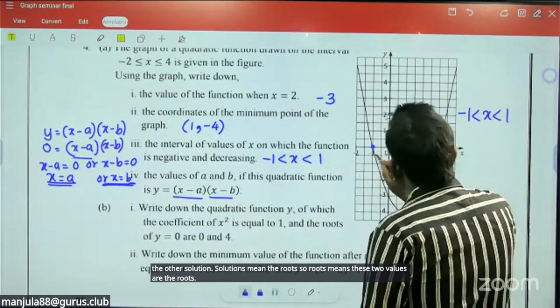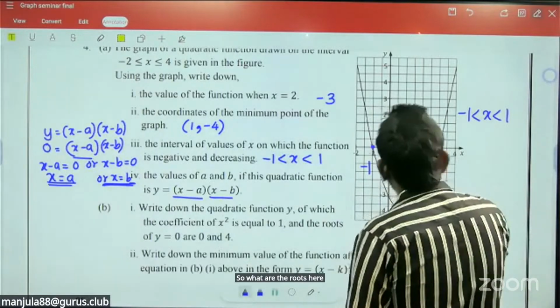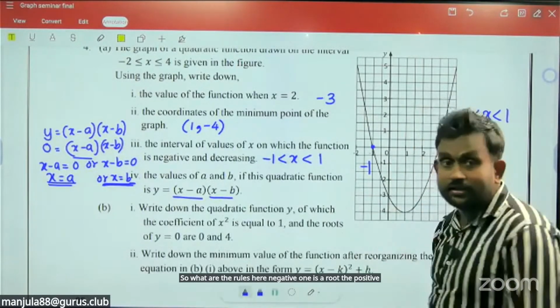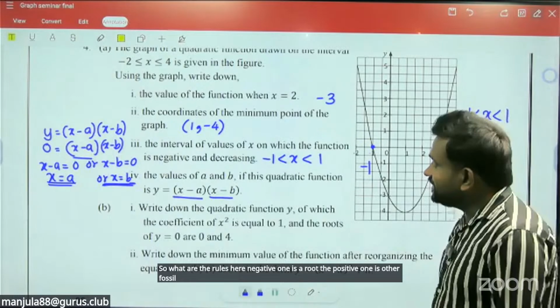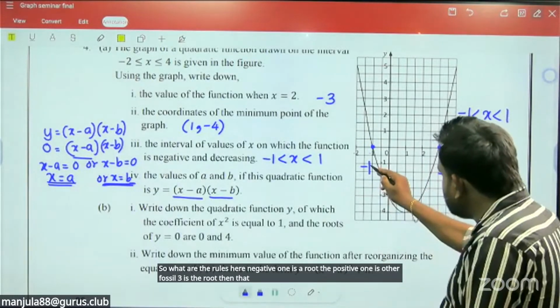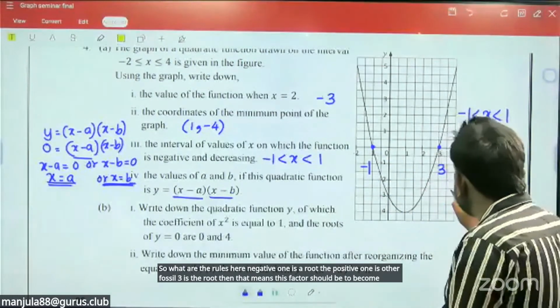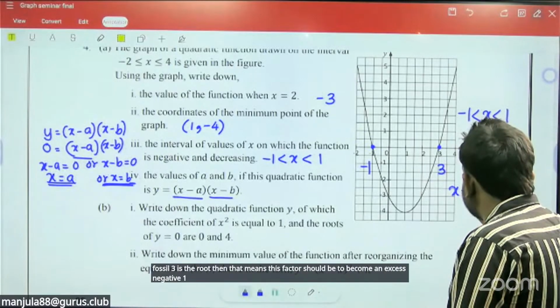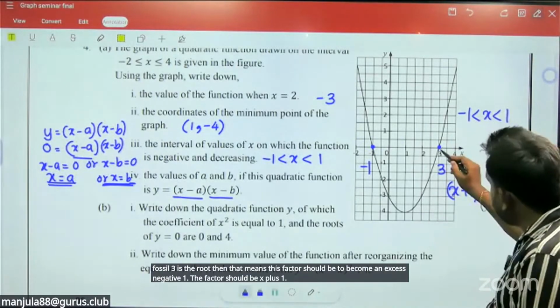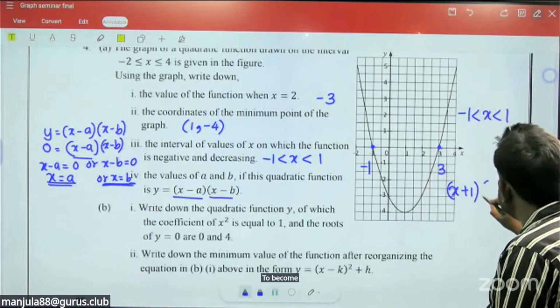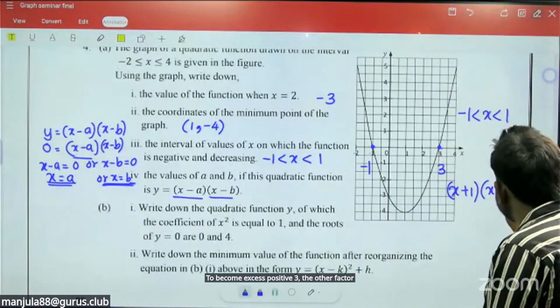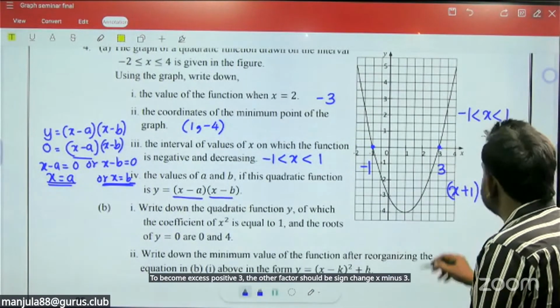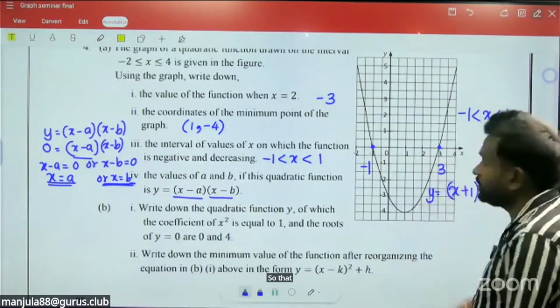So what are the roots here? Negative 1 is a root, and positive 3 is the other root. Then that means, to have x as negative 1, the factor should be x plus 1. To have x as positive 3, the other factor should be with the sign changed, x minus 3. So that is the function y equals.